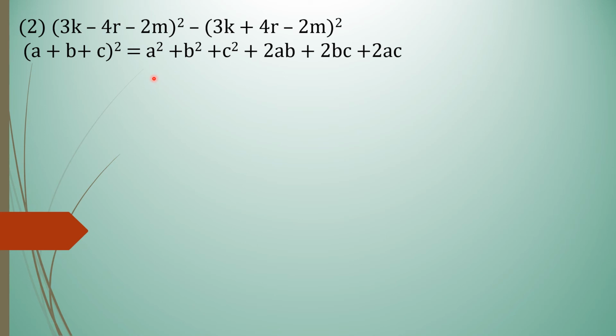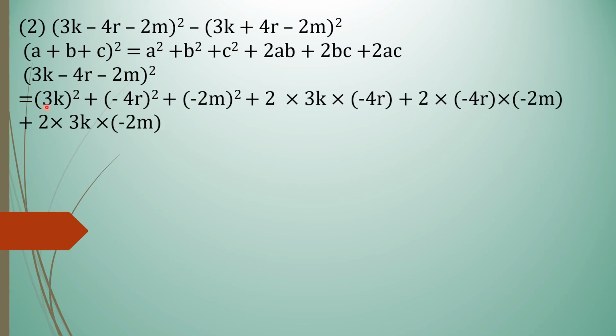Okay. Now let's solve the first expression, that is 3k minus 4r minus 2m the whole square. So we'll use this formula, that is a square plus. So our a term is 3k, b term is minus 4r and c term is minus 2m. So we'll just put and find out the answer. So it will become 3k the whole square plus in bracket minus 4r the whole square plus c term is minus 2m. So it will become minus 2m the whole square plus in place of 2ab you'll write down 2 into 3k into minus 4r.